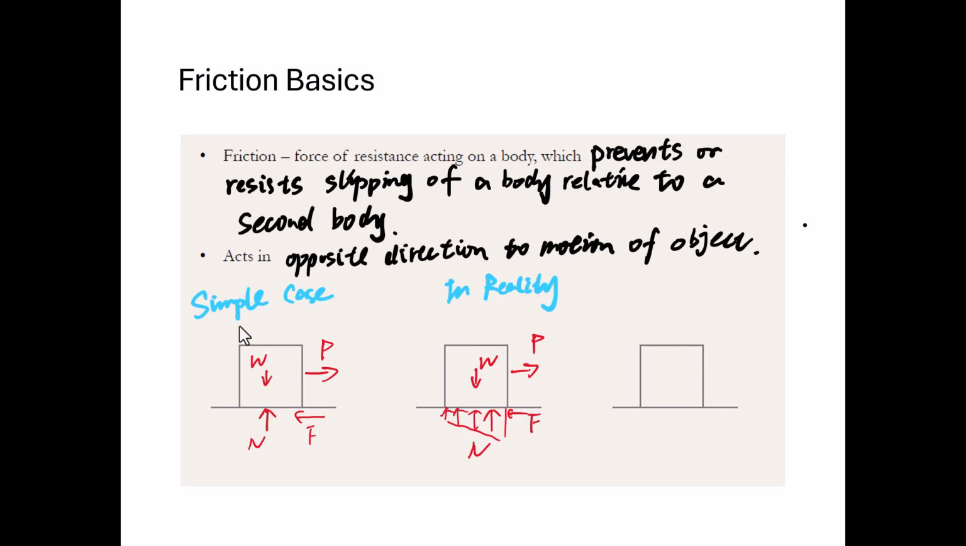This force is higher on the side of motion. Also, to simplify, if we convert the distributed N to a single force, there will be a distance between the center of the object and the N action line. We call this distance x. We will use this later.